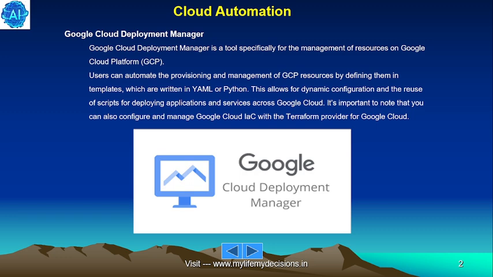Users can automate the provisioning and management of GCP resources by defining them in templates, which are written in YAML or Python. This allows for dynamic configuration and the reuse of scripts for deploying applications and services across Google Cloud. It's important to note that you can also configure and manage Google Cloud IaC with the Terraform provider for Google Cloud.